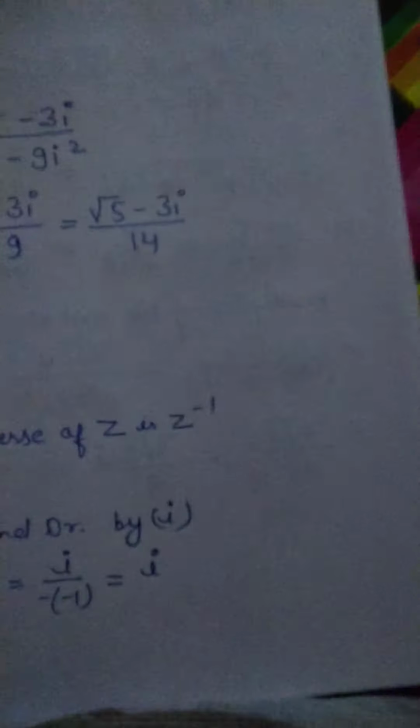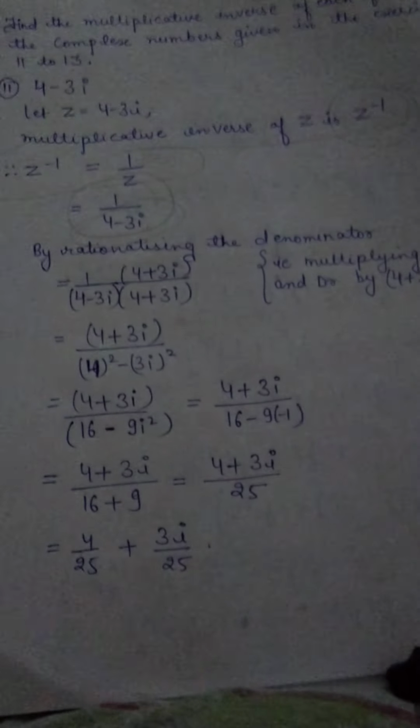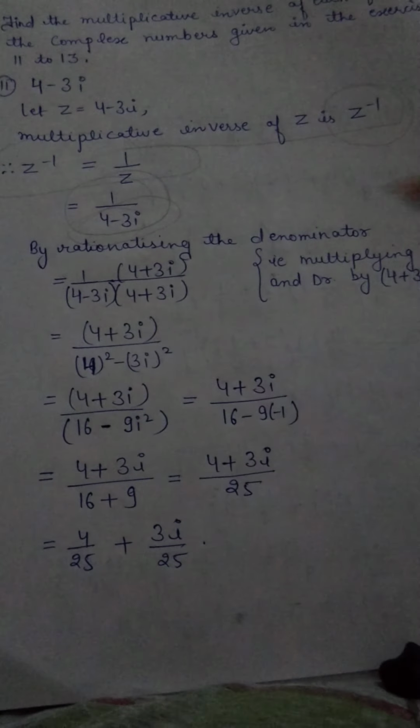Now what is the value of z? 1 upon 4 minus 3 iota. Now how can I remove this iota from the denominator? By rationalizing the denominator. That is how we will rationalize: multiplying numerator and denominator by 4 plus 3 iota. Clear? Getting my point?